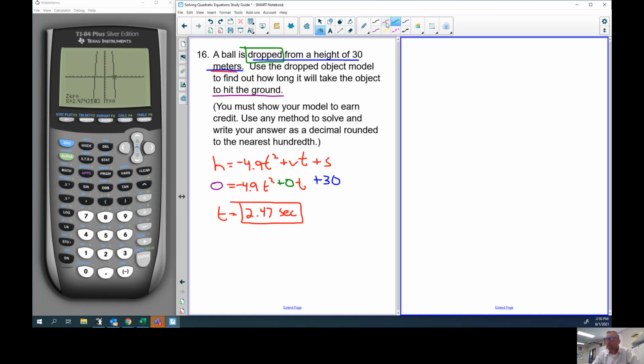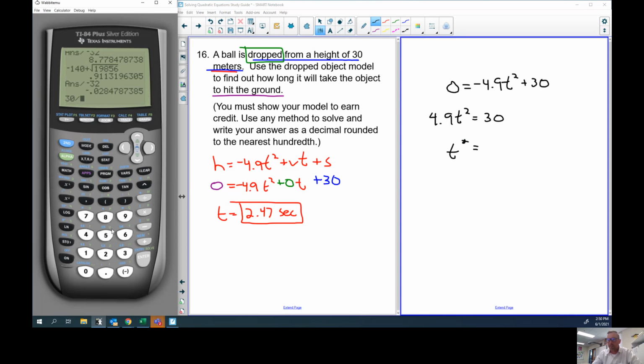Well, we could use square roots. So let's start here. 0 equals negative 4.9 t squared plus 30. How about I add 4.9 t squared to both sides? That'll give me 4.9 t squared equals 30. And then I'm going to divide both sides by 4.9. 30 divided by 4.9 is about 6.12-ish. And then I'm going to take the square root of both sides. So if I take the square root of that number, there it is again, 2.47 seconds.